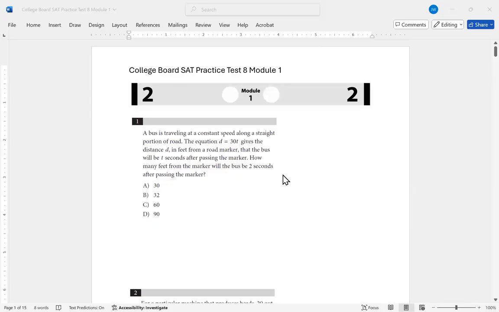So this is module 1. I'll show you how to do these questions as I would do them. Again, some of the explanations through the College Board website may be slightly different. So let's start on practice test 8, module 1 of the math portion of the SAT practice exam.